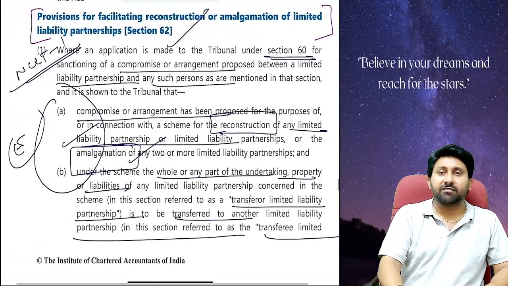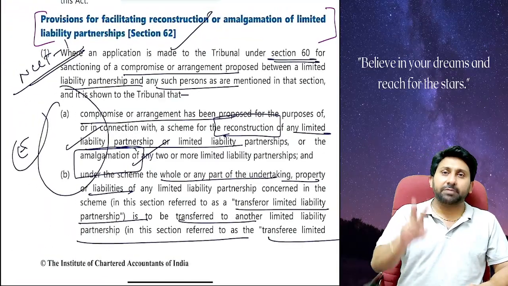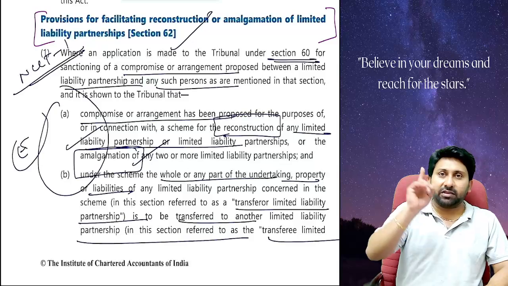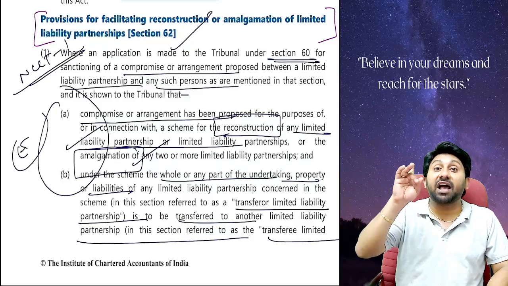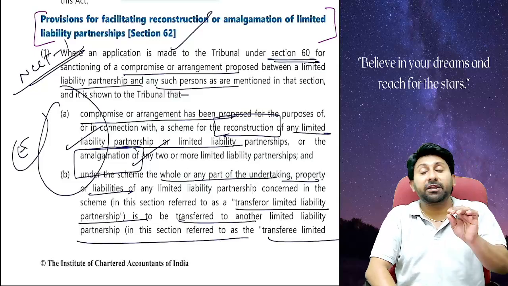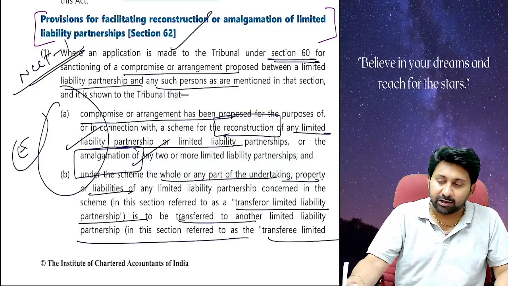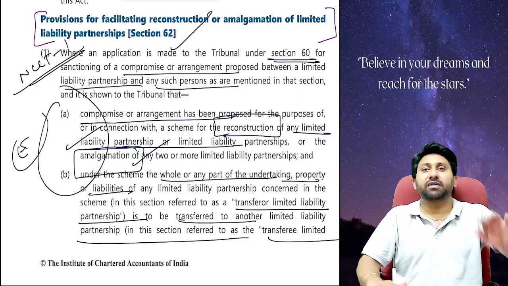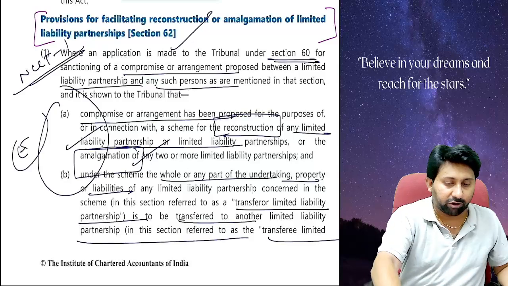That's all. The whole logic is very simple. Compromise or arrangement is of 2 types. One is a general compromise. The second one is an arrangement, and amalgamations will come under arrangement. The application form you use for section 60, the same application form you will also use for section number 62. That's what I wanted to convey.